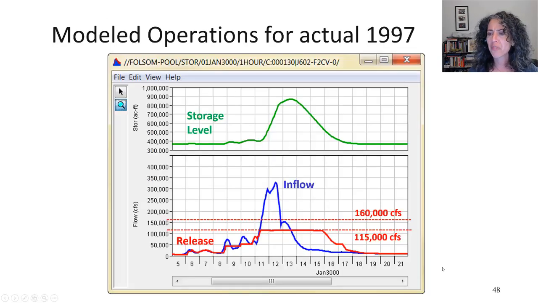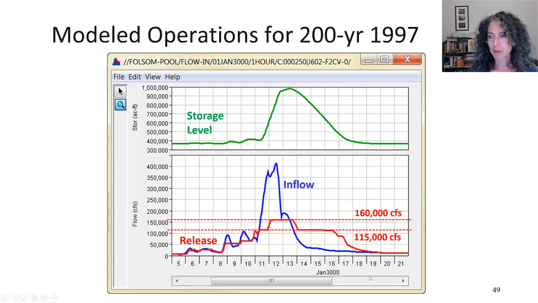So here's what the simulation of the actual 1997 event looks like in our reservoir simulation model. And as you can see, the release did not exceed the channel capacity because the storage level was fairly comfortably within the reservoir storage volume. But if we route instead the scaled up version of this event, we fill a lot more of the flood storage and the release gets up to the next flow threshold.